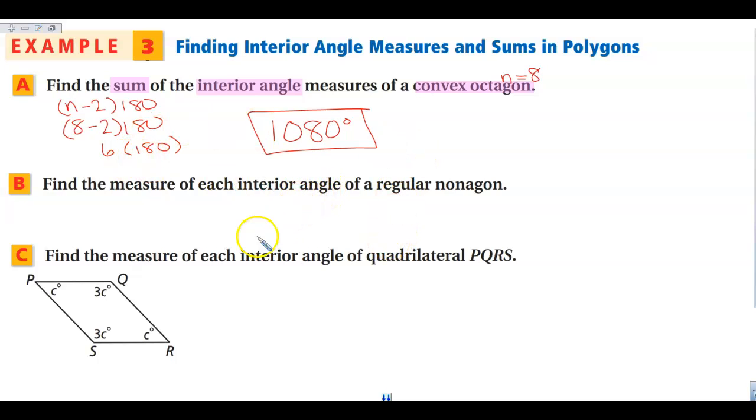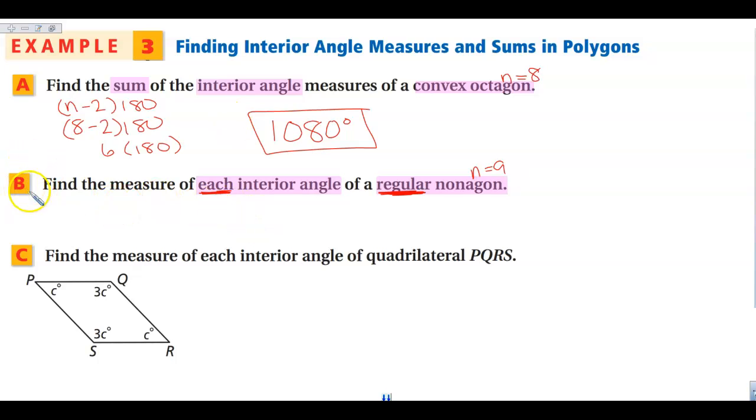Now, let's take a look at part B. Okay, I want the measure of each interior angle. So a key part here is each. And another key part is we're looking at a regular nonagon. Again, another important part is the regular. Okay, a nonagon has 9 sides. So a couple of ways we can do this.